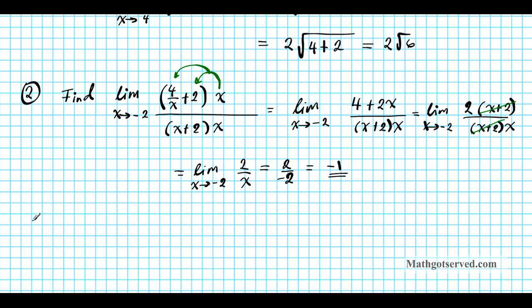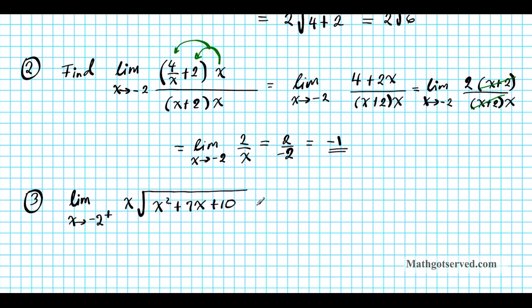Let's take a look at question 3. We want to find the limit as x approaches negative 2 from the right of x times the square root of x squared plus 7x plus 10. All we do here is plug in negative 2 from the right and see if we run into any issues with the domain. If not, we can just evaluate it. So let's go ahead and evaluate it.